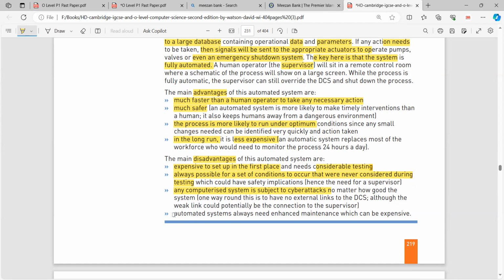The next thing is that automated systems need enhanced maintenance, which can be expensive as well. That means you are required to update them again and again, so they can be quite expensive as well.